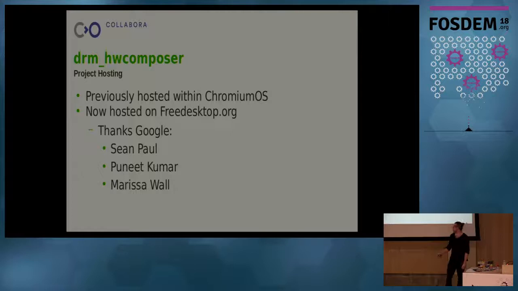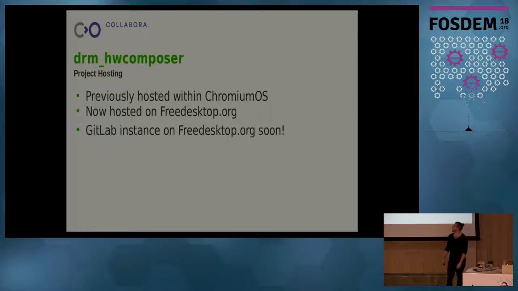And furthermore, we're creating a GitLab instance for all fd.o projects, and hopefully DRM Hardware Composer will be one of the first ones to move and also further lower the bar of contributing. Just have an interface that's what people are used to seeing, I guess. Make it as simple as possible. We'll see exactly how it turns out, if we'll keep mailing list development or not, but we probably will. We'll see how it goes.